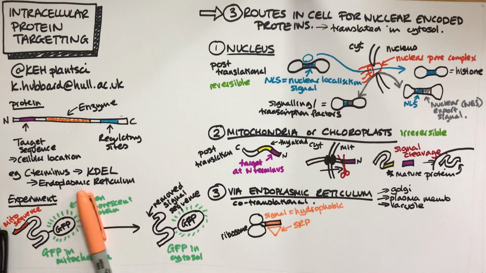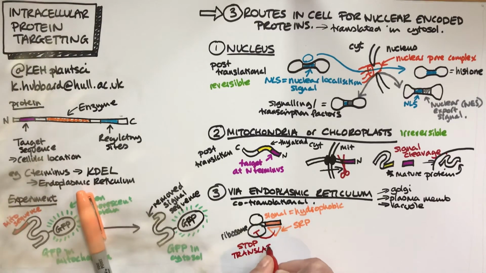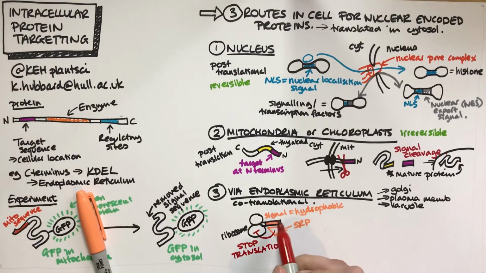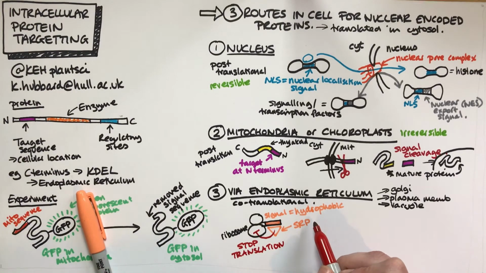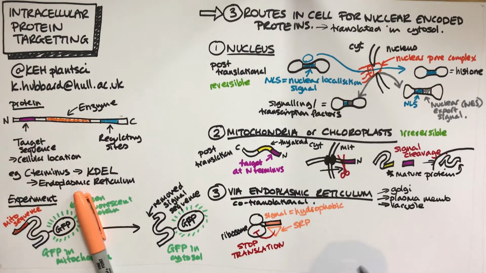And what that SRP does is to temporarily stop translation. So basically what the system is saying is, hang on, we've got something hydrophobic coming out here. That doesn't feel like a good idea. That feels like it's probably supposed to be something in the membrane rather than something in the cytosol. Let's stop translating it and let's take it to a membrane and start translating it in a more hydrophobic environment.